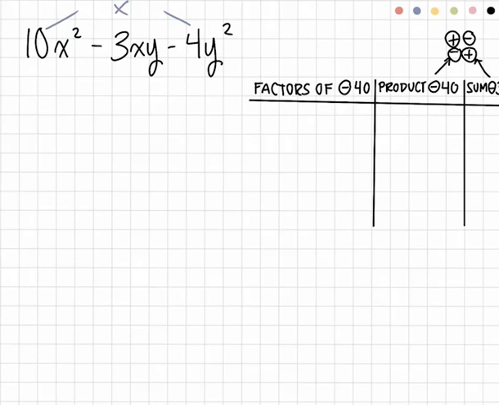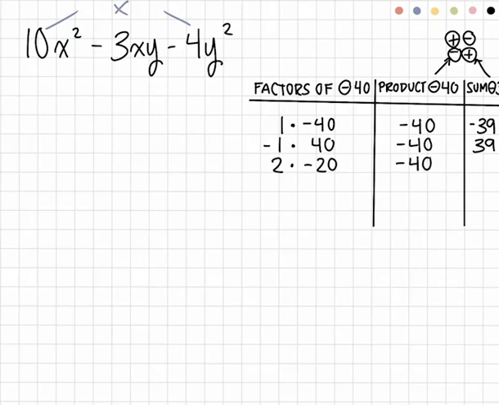I'm going to start with 1. So let's start with 1 times negative 40. It's going to be negative 40. When I add, negative 39. Let's try negative 1 and 40. Still, when I multiply, it equals negative 40, but when I add it, it gives me positive 39. Okay, another factor is 2. Let's do 2 times negative 20. Gives me negative 40. When I add it, gives me negative 18. Negative 2 and 20.